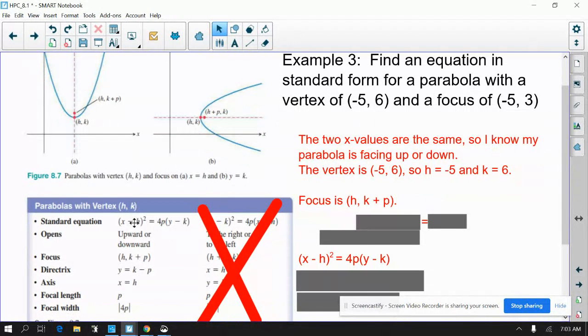That's really helpful because in standard form, I need h, p, and k. And I already know h and k. How do I find p? Well, I need the focus. The focus is h comma k plus p. And I know the focus is negative 5 comma 3. So h, I replace h with negative 5. I knew that. And I knew k is 6. And so what does p have to be? P would have to be negative 3. That's the only value that would make 6 plus p equal positive 3.